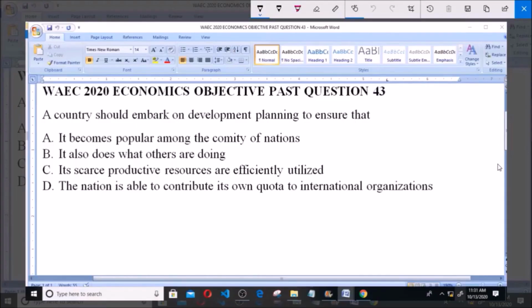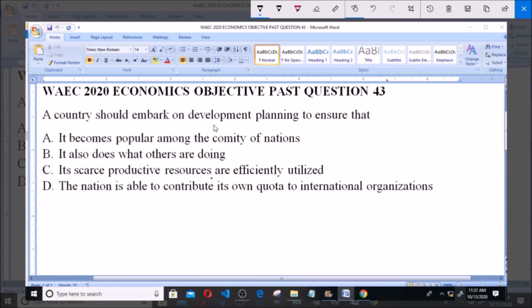Hello and welcome. I will be answering WAEC 2020 Economics Objective Past Question 43. A country should embark on development planning to ensure that A. It becomes popular among the Community of Nations, B. It also does what others are doing, C. Its scarce productive resources are efficiently utilized, D. The nation is able to contribute its own quota towards international organizations.